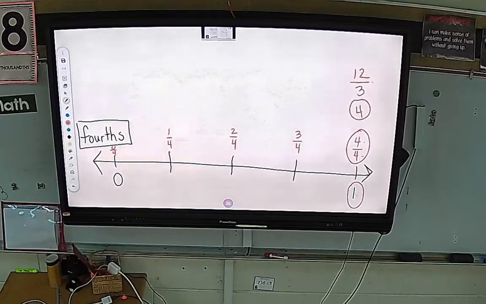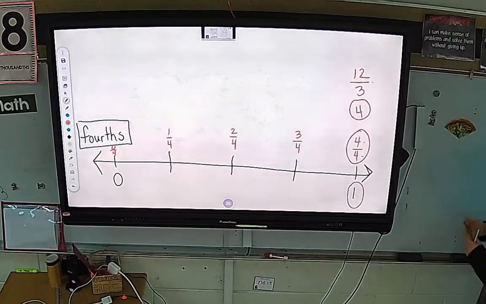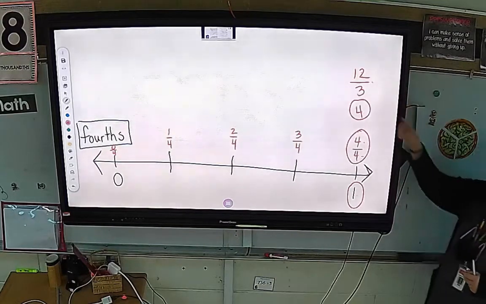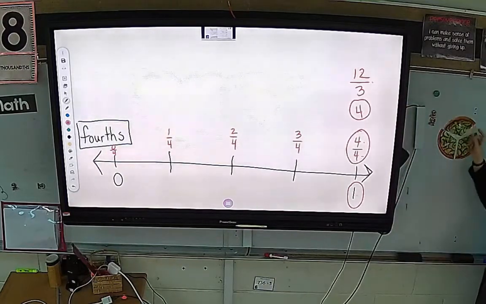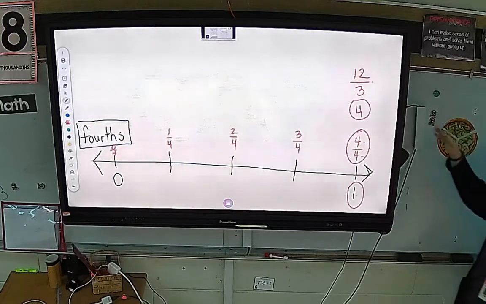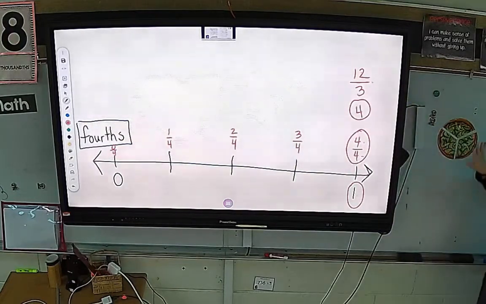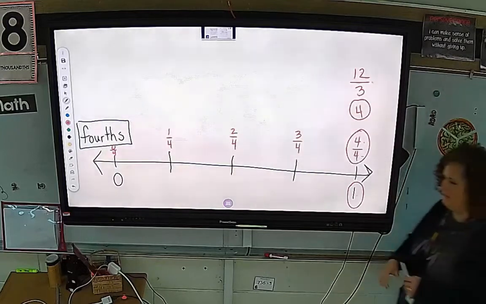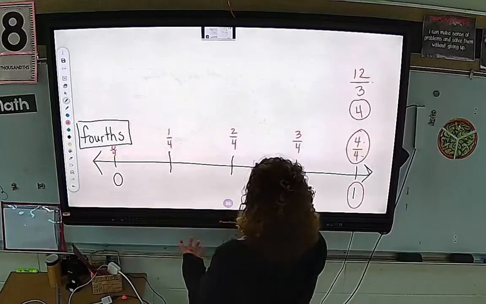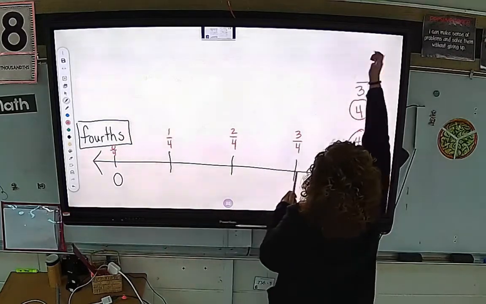Alright, so let me make sure I say this right. If I wanted to get 12 thirds, I would need 4 of these. 4 whole pizzas cut into thirds would give me 12 pieces. Okay. Anyway. Alright, so let's do one of these. I'm going to write it right above here.